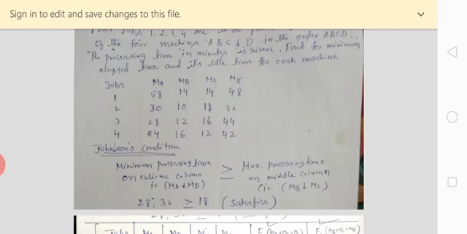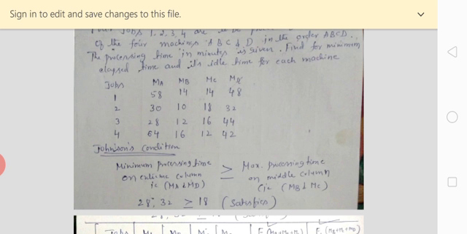Here is the condition I have written: the minimum processing time on the extreme columns. What are those two? Machine A and machine D. In those we need to find the minimum processing time. If you go for machine A, the minimum processing time is 28. If you go for machine D, the minimum processing time is 32. Among these two, the condition is that it should be greater than or equal to the maximum processing time on the middle column. What is the maximum processing time on the middle column? That is 18.